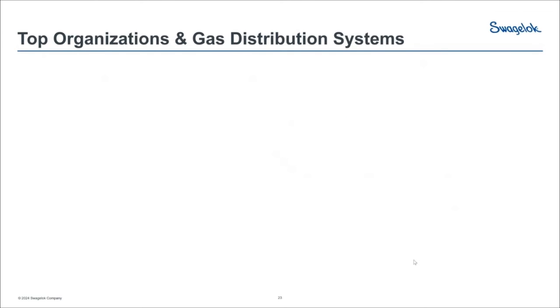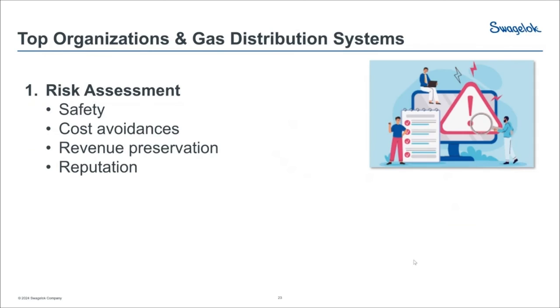We've talked a lot about opportunities that we see among organizations, opportunity, room for improvement. But what I'd like to share now is some behaviors that we see in the top organizations and customers that we serve. The first observation is all about organizations, including gas distribution systems, in broader facility-wide risk assessments. You see, the failure modes of these gas distribution systems, they're weighed in the way of consequences to things like safety or cost avoidances or revenue preservation or reputation preservation.